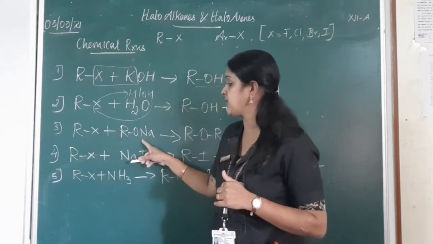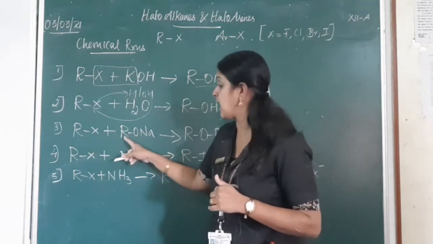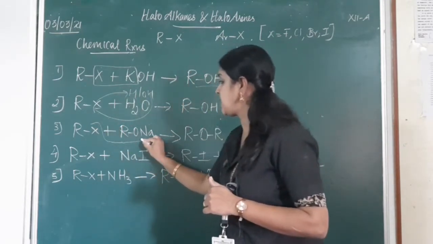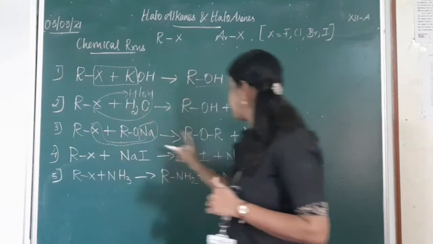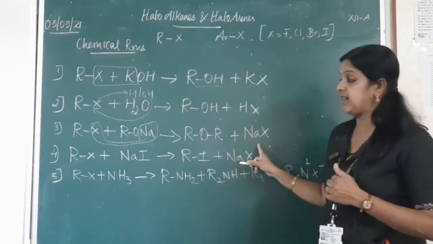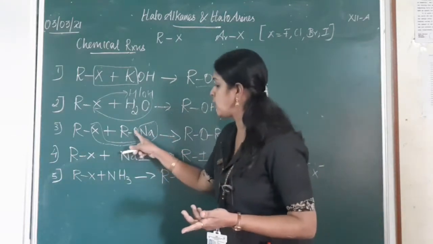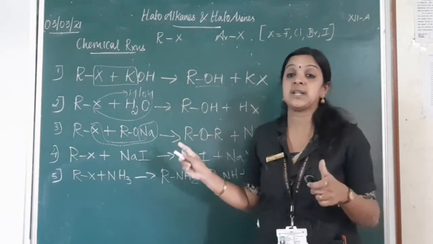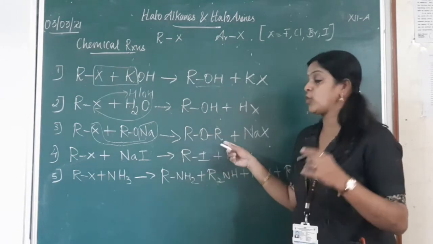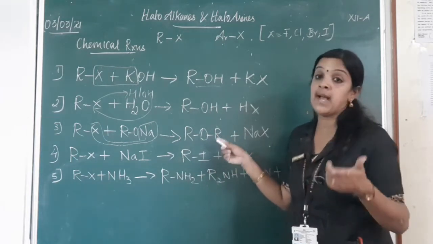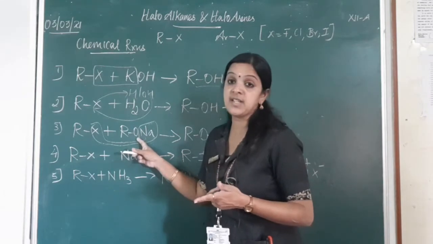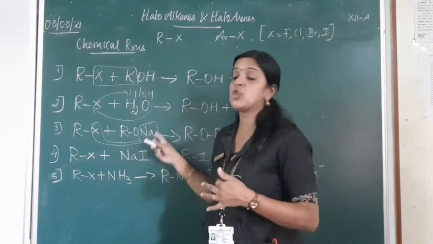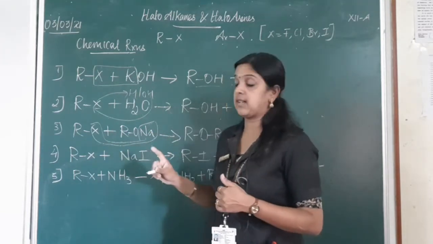haloalkane when it is treated with sodium alkoxide, RONa. Now what is happening here? X will combine with the sodium and comes out as sodium halide. Now what is left here? ROR. You remember this ROR, children? It's called an ether, alkoxyalkane. So if you want to prepare ether from haloalkanes, you need to treat it with sodium alkoxide. It can be potassium alkoxide, any metal salt with its alkoxide.